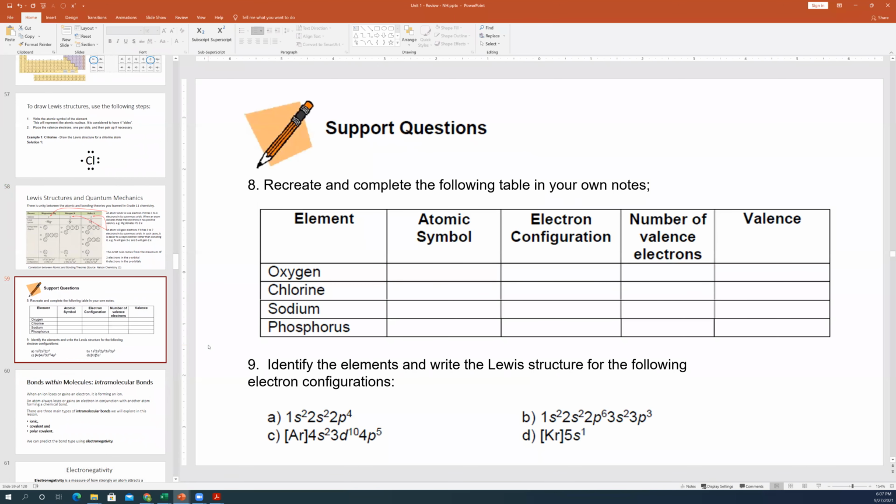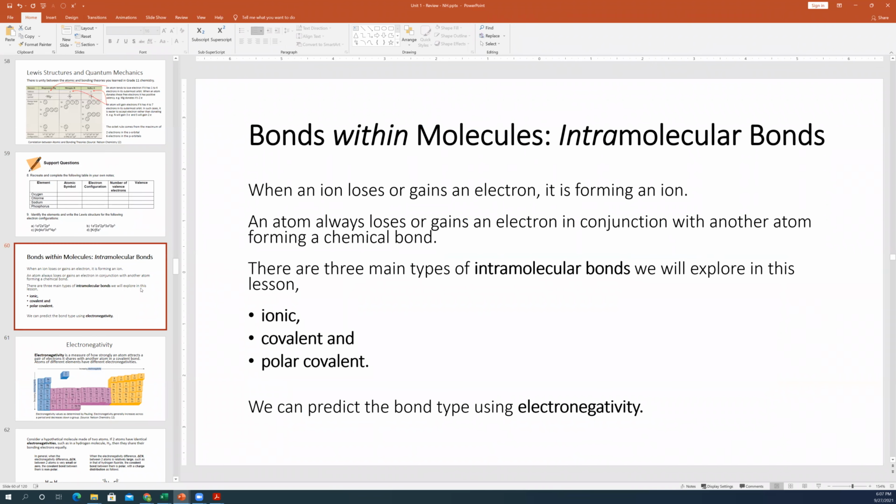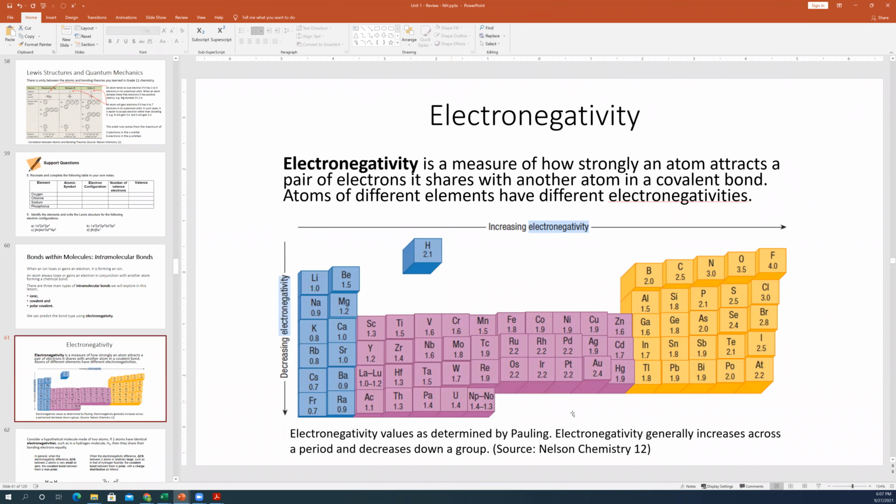There were some support questions that I hope everyone got a chance to try. Then we talked about intramolecular bonds, bonds that are within molecules. The 3 different types of bonds, excuse me, ionic, covalent and polar covalent bonds. We talked a little bit about electronegativity on the periodic table and which elements are most electronegative.